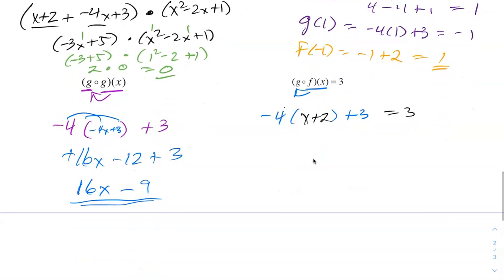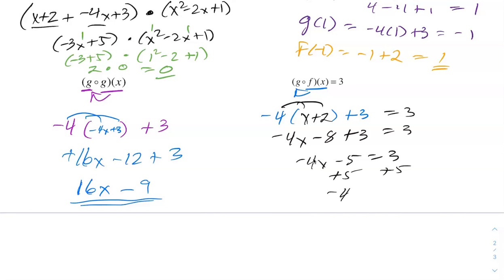And then I can just solve it. Negative 4x minus 8 plus 3 equals 3. Negative 4x minus 5 equals 3. Plus 5, plus 5. Negative 4x equals 8. Divided by negative 4, x equals negative 2. And there we go. We're done with the worksheet.